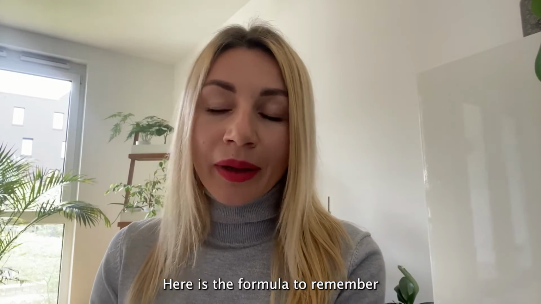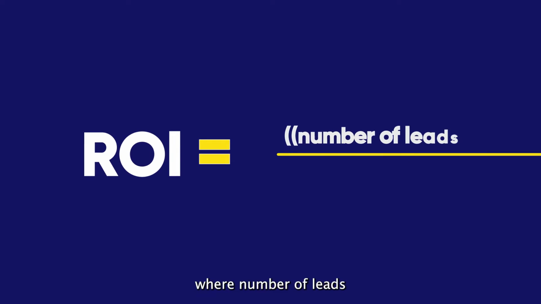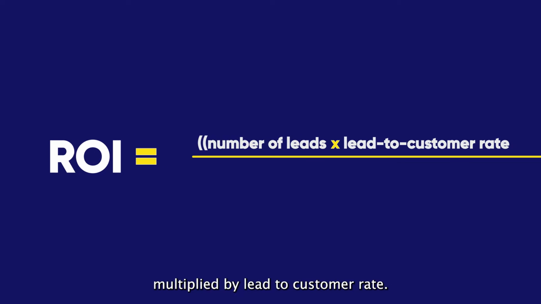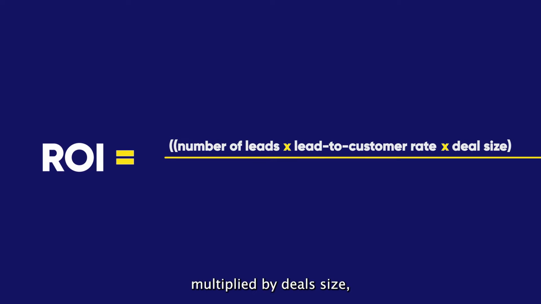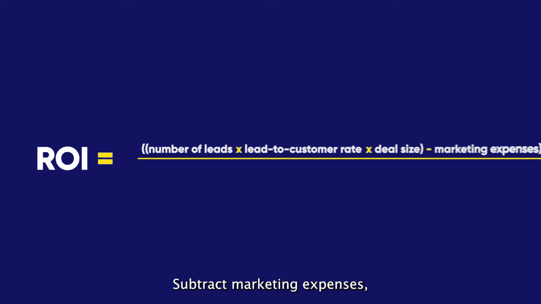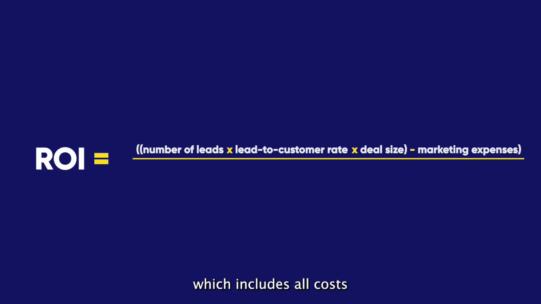Here is the formula to remember, where number of leads is the quantity of visitors who were led by your own campaign, multiplied by lead to customer rate. That is what shows how many leads turned into real customers, multiplied by deal size, which is the average number of closed deals over a period of time. Subtract marketing expenses, which includes all costs associated with a given marketing campaign, divided by marketing expenses.